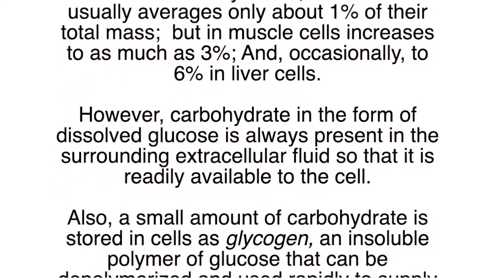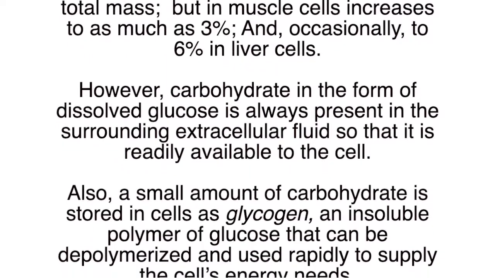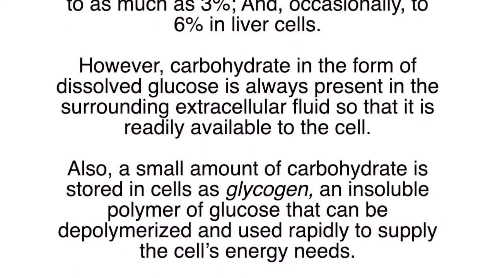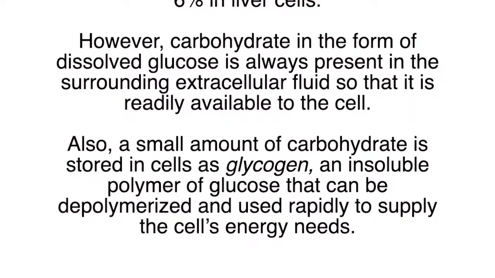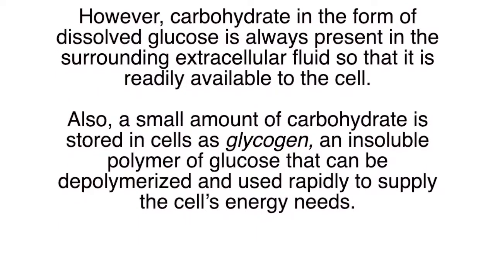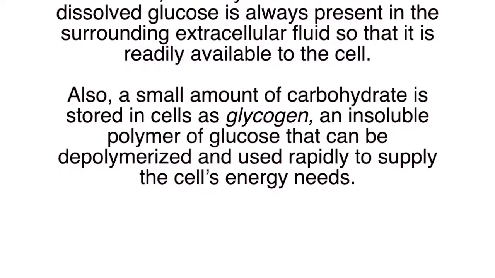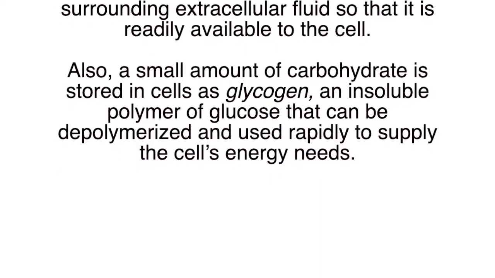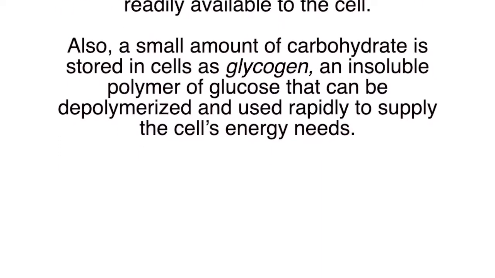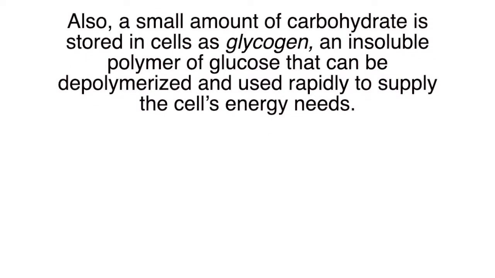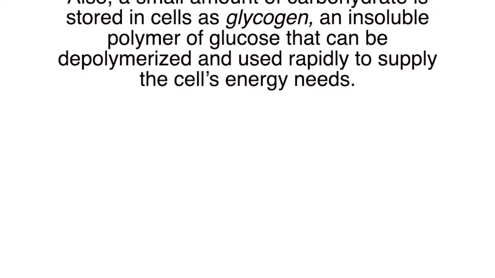However, carbohydrate in the form of dissolved glucose is always present in the surrounding extracellular fluid so that it is readily available to the cell. Also, a small amount of carbohydrate is stored in cells as glycogen, an insoluble polymer of glucose that can be depolymerized and used rapidly to supply the cell's energy needs.